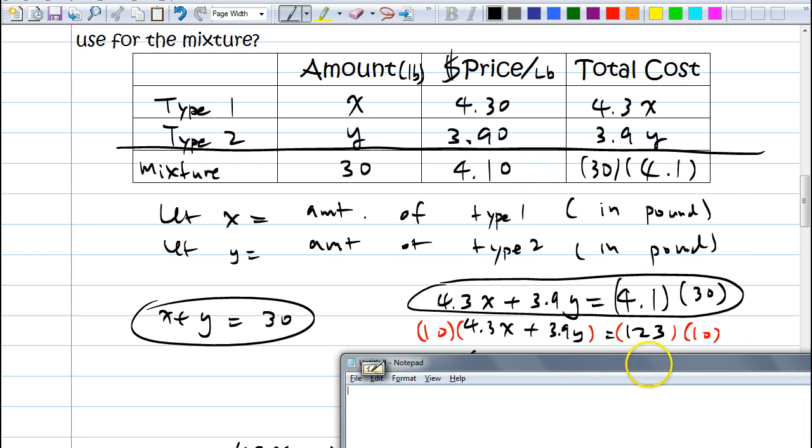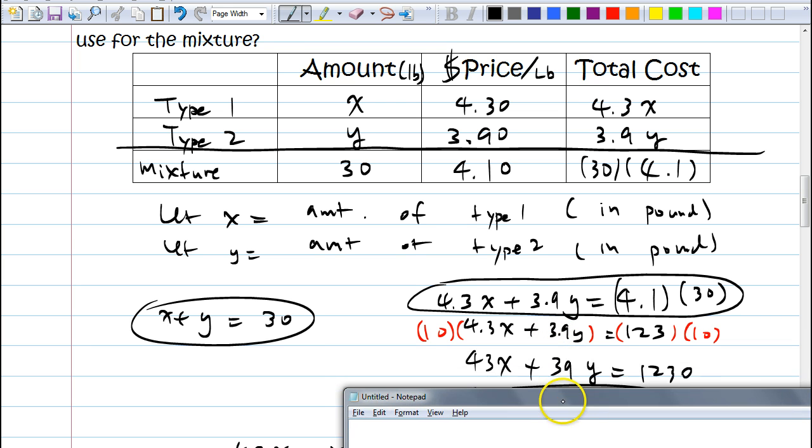Okay, so you got negative. That means something went wrong. So, by the way, do you think it's a good idea to get rid of all this decimal from the second equation by multiplying both sides by 10? I think it's a really good idea, because then it just becomes 43x plus 39y equals 1,230, right?